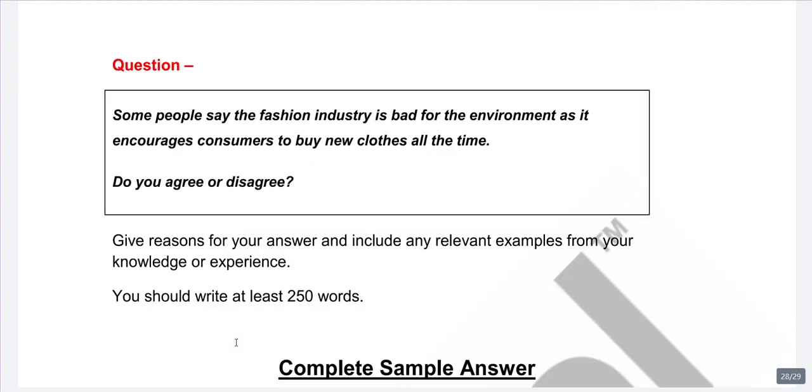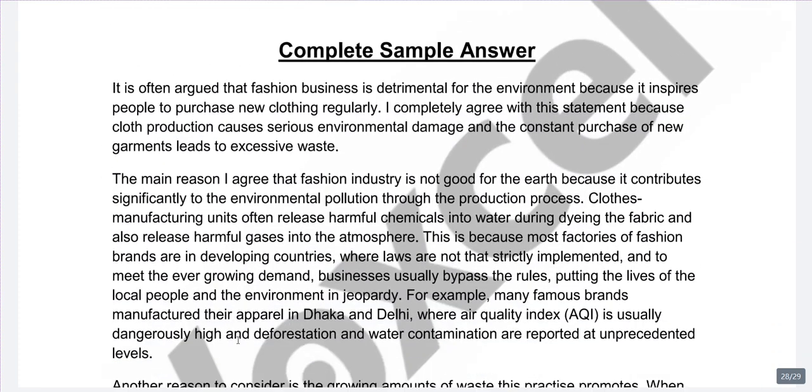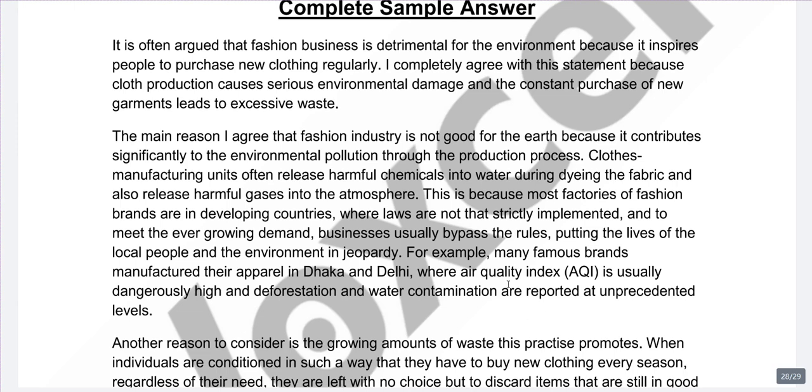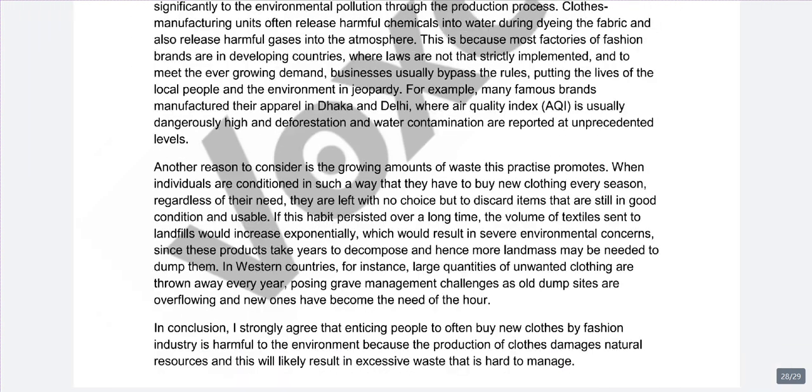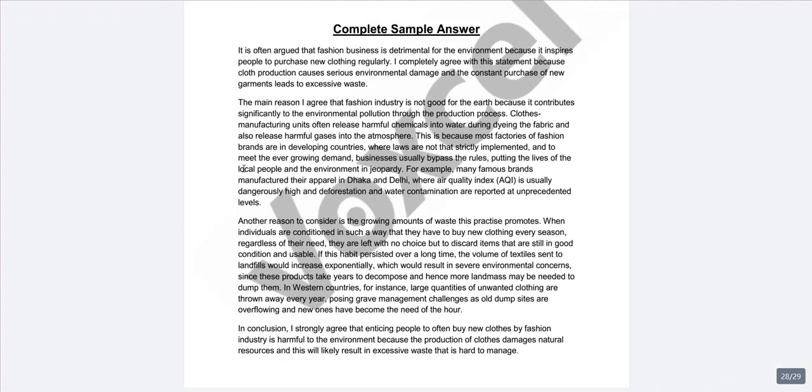And now, this is your complete sample answer. So this is how your complete sample answer will look like. Let me just minimize it for you. Yeah, this is how your complete sample answer will look like. So if you look at it, you will say, yeah, it's written well, but how to write it?